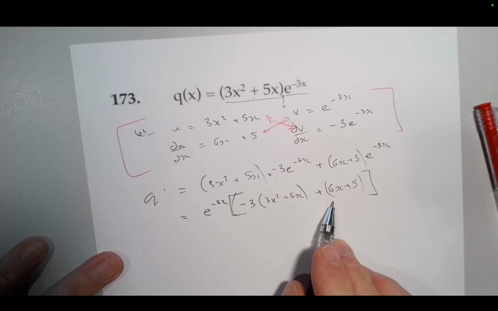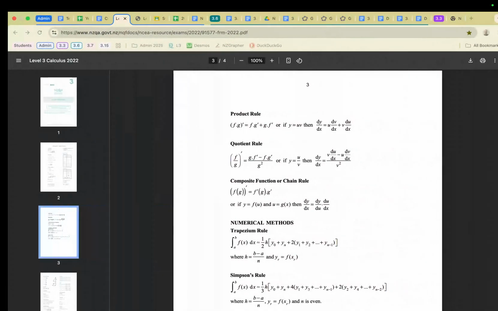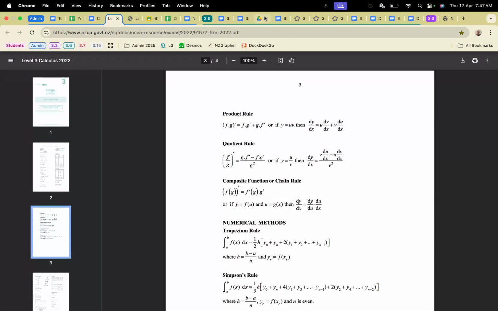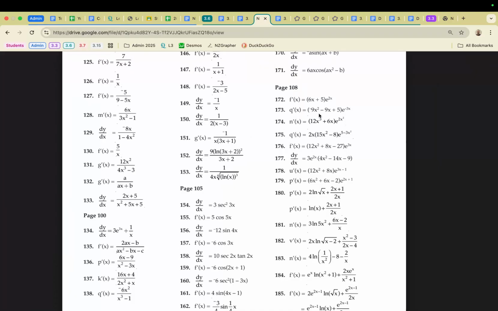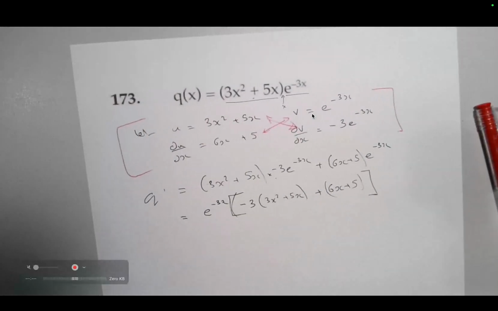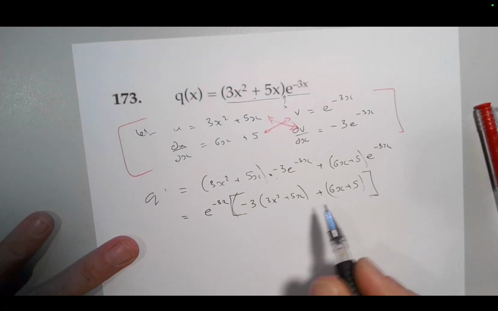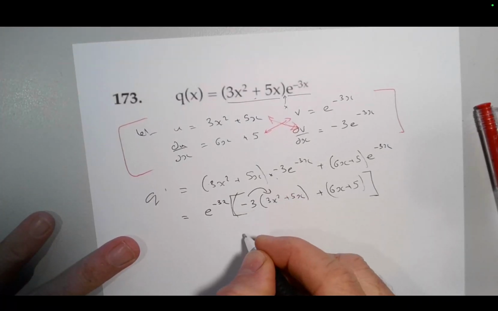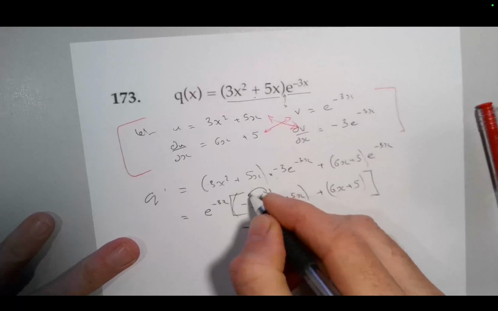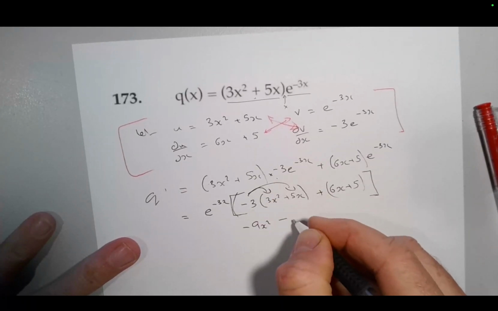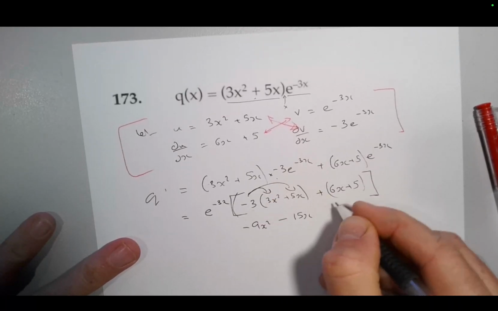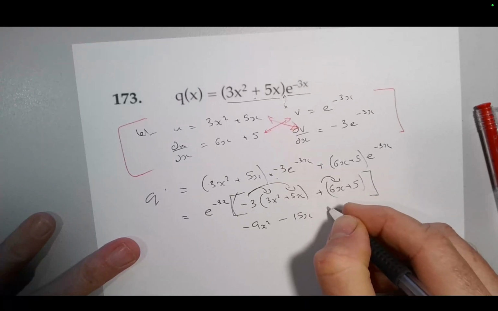Now, do we stop there? I'm just going to cheat here very quickly, and by cheating, let's see how much detail. 173. Nope, that is not the same answer. So what we need to do now is some work inside here. That times that is negative 9x squared. That times that is minus 15x. That times that, it's just 6x, isn't it?